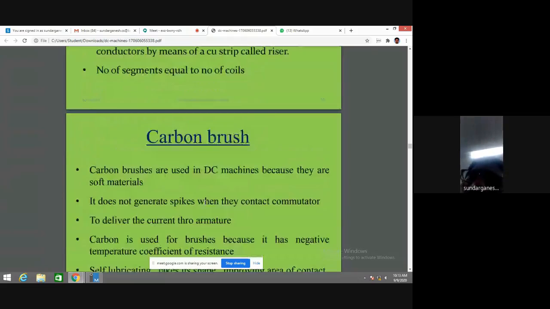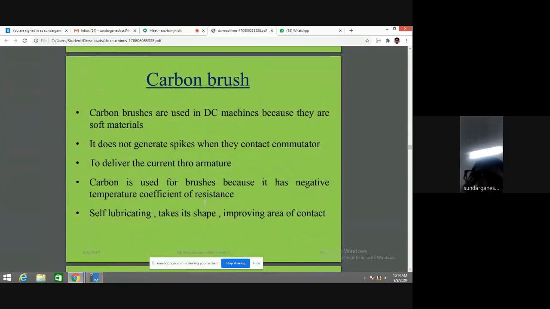Next one is the brush. Normally carbon brushes are used. Copper brushes and some other brushes also exist, but mostly 90% carbon brushes are used. Carbon brushes are used in DC machines because they are very soft materials, so they will not generate spikes. The commutator is rotating, and the carbon brush is taking the current or supplying the current. While touching, an arc rises, but carbon brushes will not generate high spikes compared to other brushes. It is only supplying the current to the armature or receiving the current from the armature.